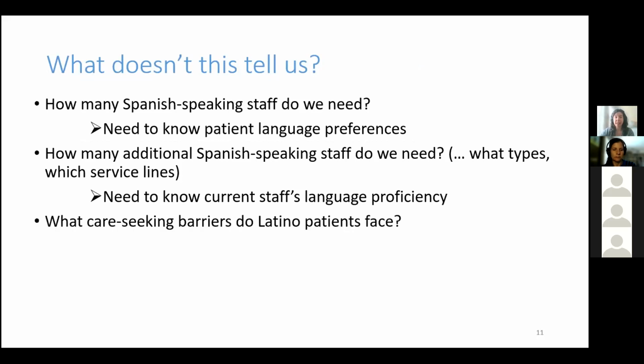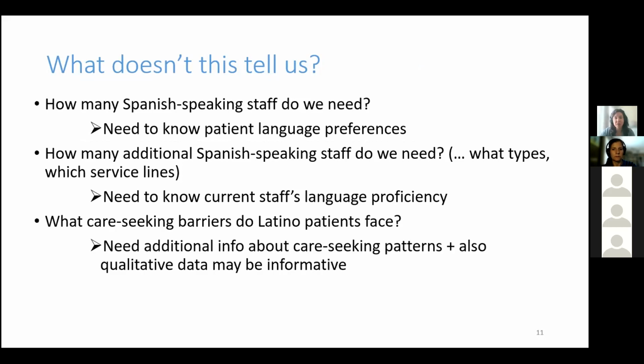It doesn't tell us what care-seeking barriers our Latino patients face. That would require additional information about care-seeking patterns and also probably qualitative data. So again, that's okay that it doesn't tell us these things, but you should be cognizant of what scope your research question is taking, what you're not answering and what you will be able to answer, and maybe think about whether you have to change your study design and expand your research question in order to answer what you're really interested in.